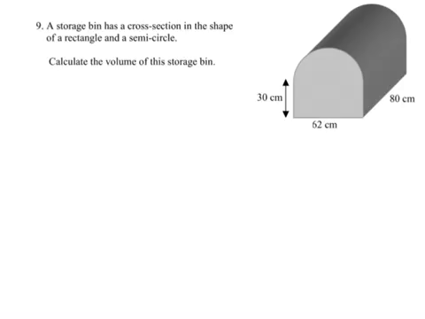Question number 9. A storage bin has a cross section in the shape of a rectangle and a semicircle. So this is the cross section here. We're asked to calculate the volume of the storage bin.